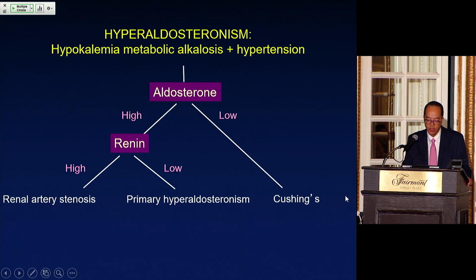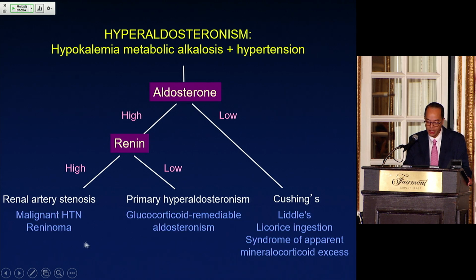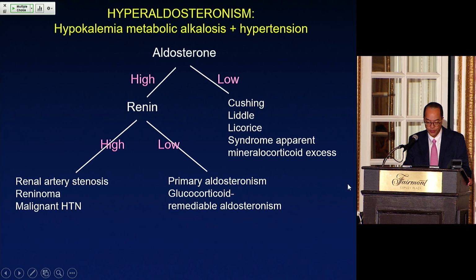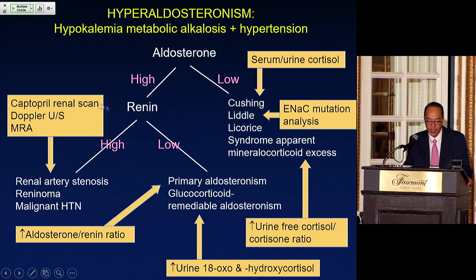Okay, so this is again to remind you of the differential diagnosis for hyperaldosteronism. So if you see a patient with hypokalemia, metabolic alkalosis, and hypertension, these are the common causes, distinguished by whether their renins and aldos are high or low. These are the rarer causes. And these are the tests that you can do to distinguish between them. Some of them are fairly obvious.